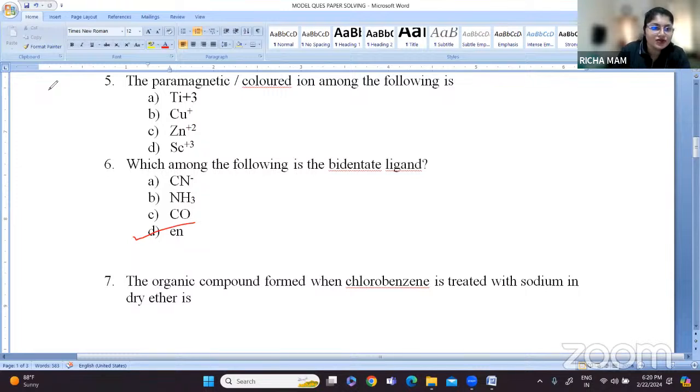When I write the structure of ethylene diamine, it will be NH2, CH2, CH2, NH2. Here the nitrogens will link to the central metal atom. Both the nitrogens from this ligand will link. So these are bidentate ligands, like ethylene diamine. Moving forward, next question.